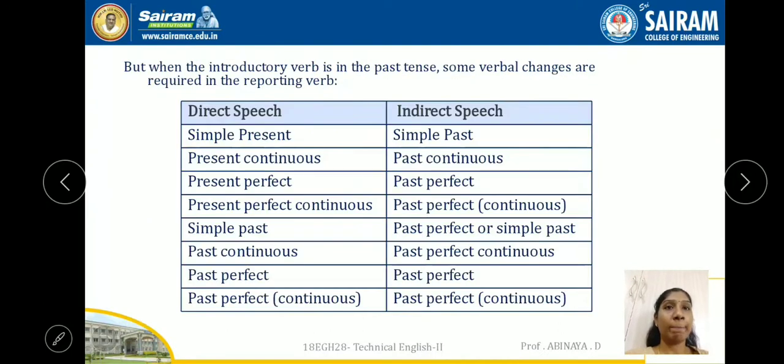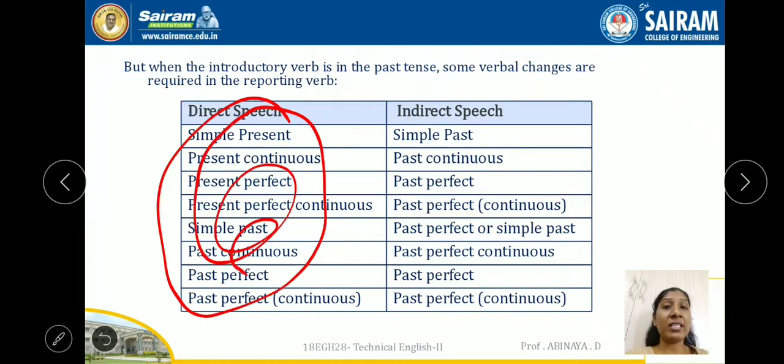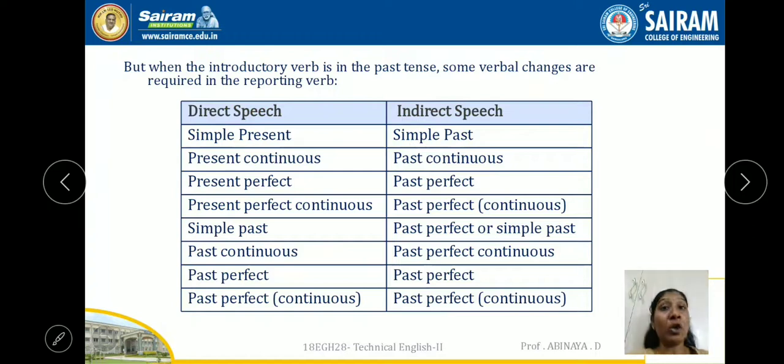See here. But when the introductory verb is in the past tense and some verbal changes have to be done, see, this simple present and present continuous, this simple perfect tense, you have to see it in the reporting verb only, not the reported verb. The main verb will be only in present tense and past tense. If the main verb is present tense, you need not change the tense of the entire statement. If the main verb is past tense, you have to change these tenses accordingly to the reporting verb, right?